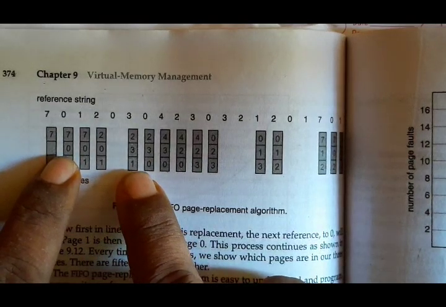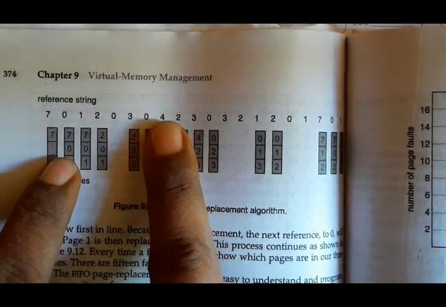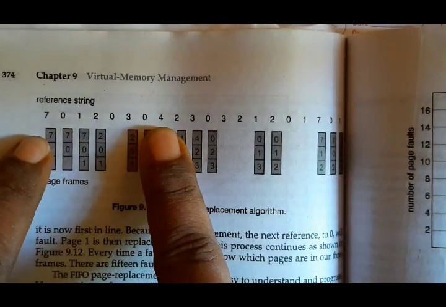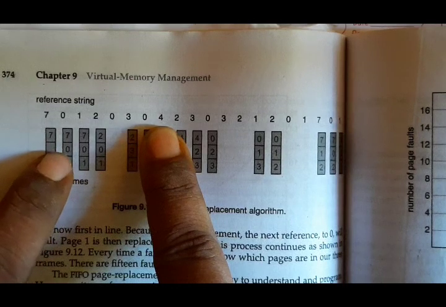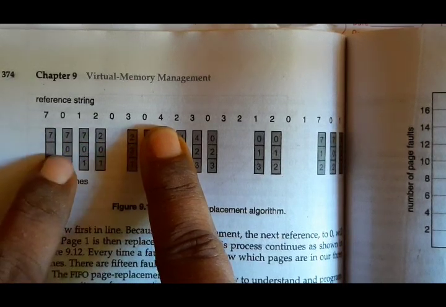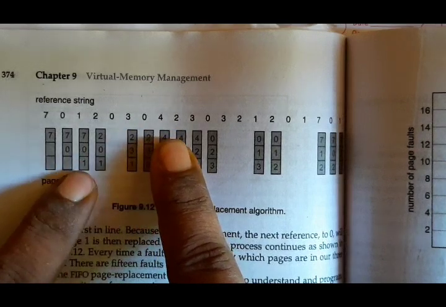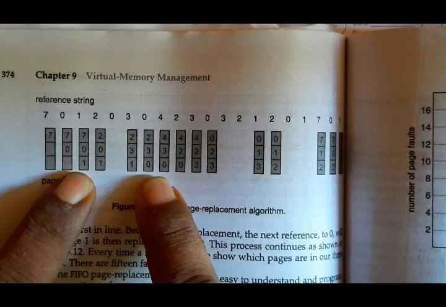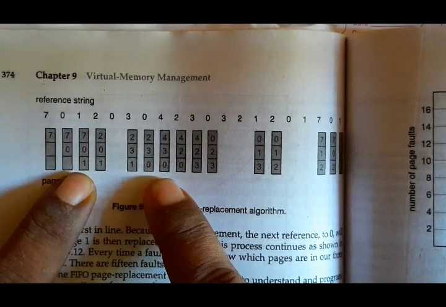Okay, next 0. So 0 is not present in the RAM, so you have to replace. Next, 7 is already filled. In place of 7, 2 is filled. In place of 0, 2 is filled. Next 1, in place of 1, 0. Clear no?